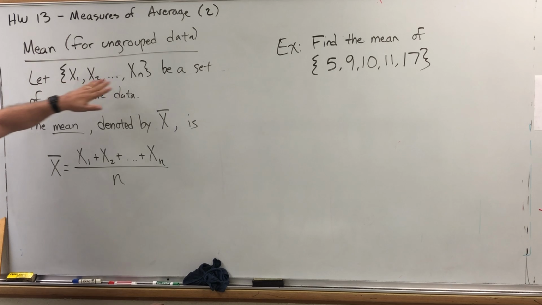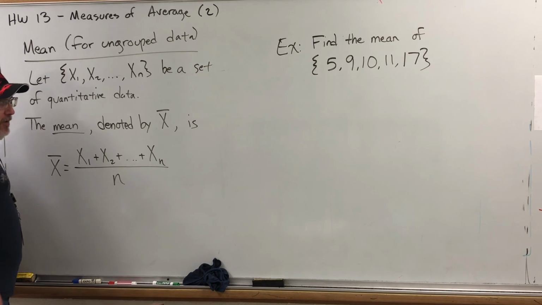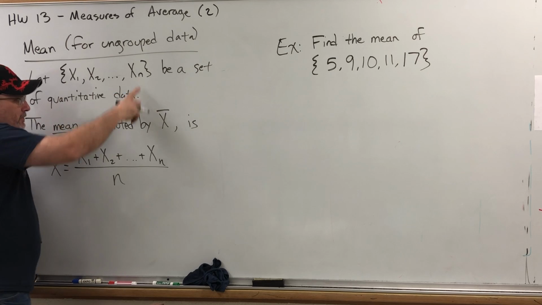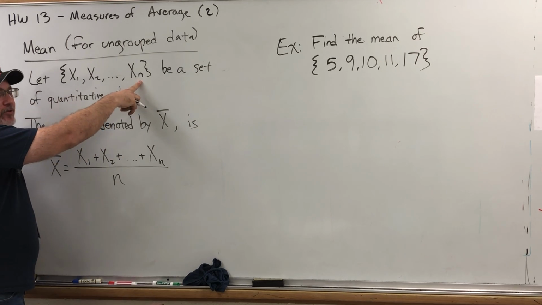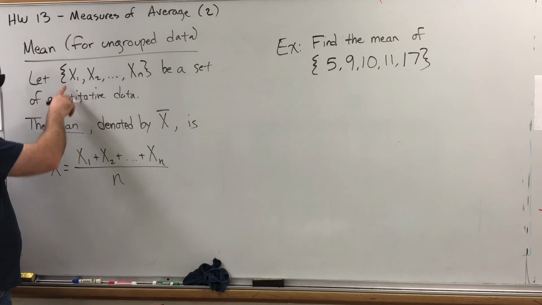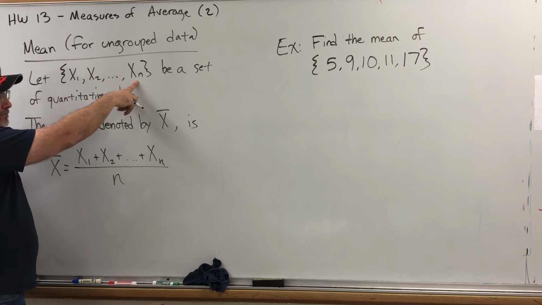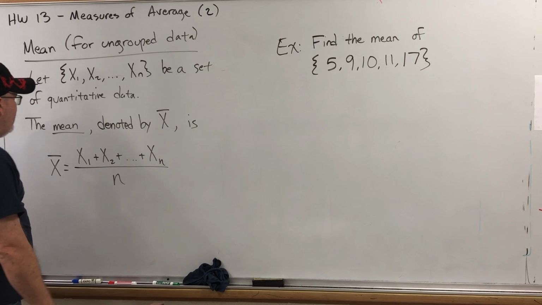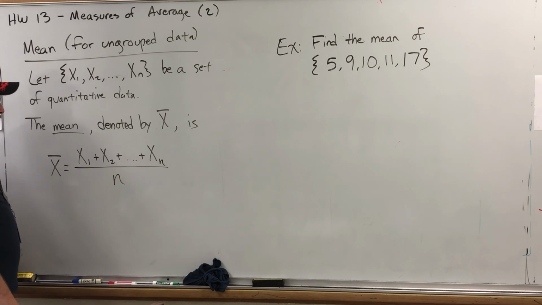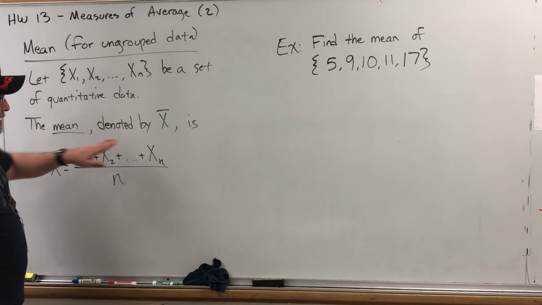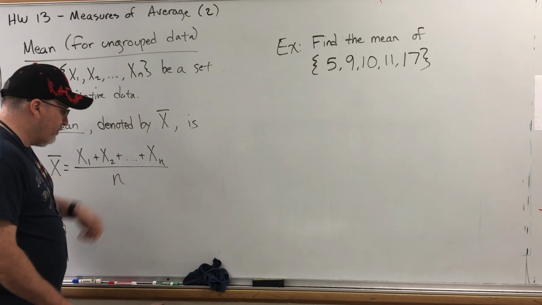Let's let the set containing x1, x2, and a bunch of values that we don't know how many there are, so we'll generically call the last one xn. So that n is how many values we have. But let x1, x2, all the way through some last number xn be a set of quantitative data. So they're numbers.